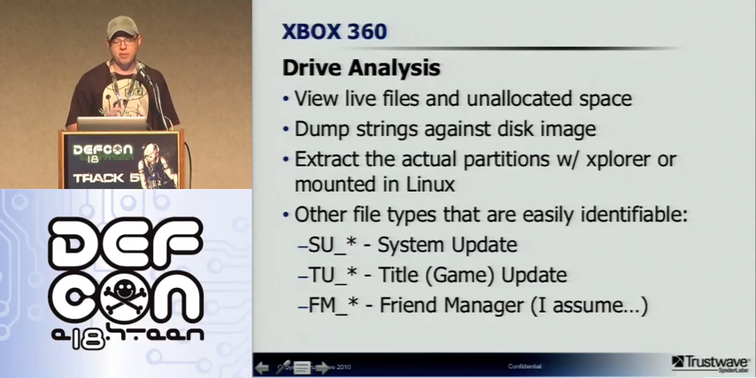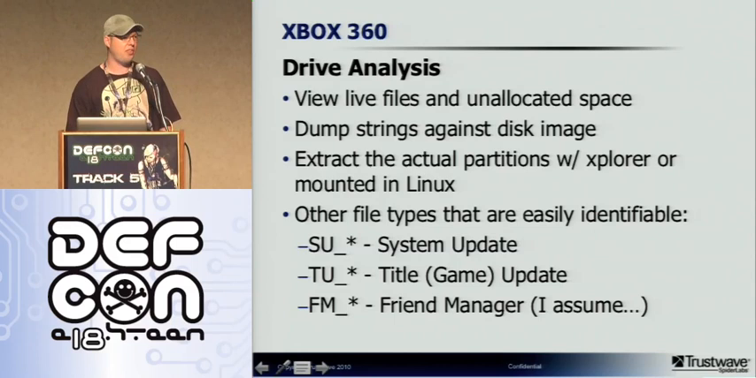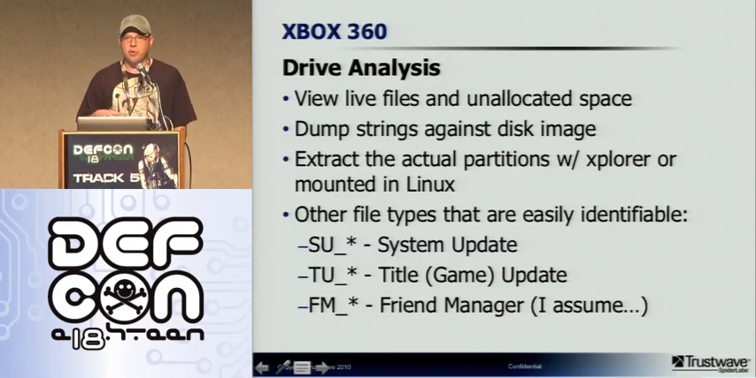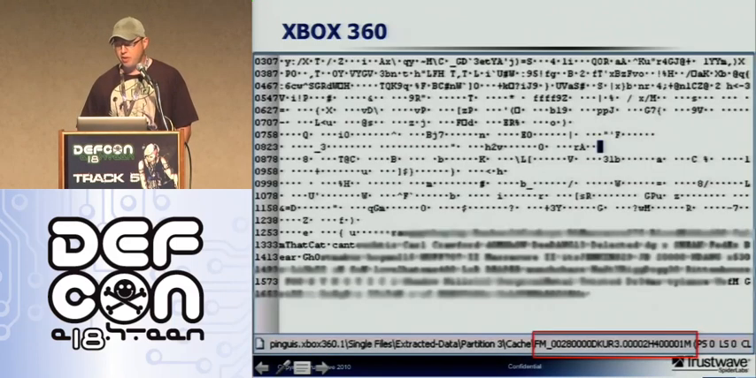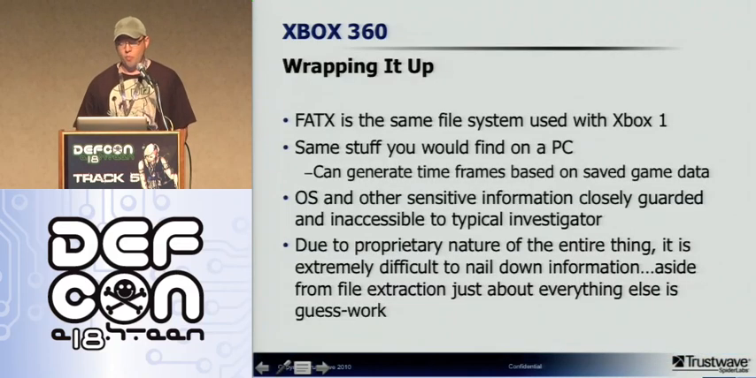Some of the file types are easily identifiable. Again, there's no scientific documentation on this stuff, so there's really no way to confirm it, but we could make a good guess. SU, system update, title update, and FM, friend manager, I presume. Here we have a screenshot. I've blurred it all out, but it's just a list of gamer tags. Again, you could look it up and validate, and say, oh, these are this person's friends.